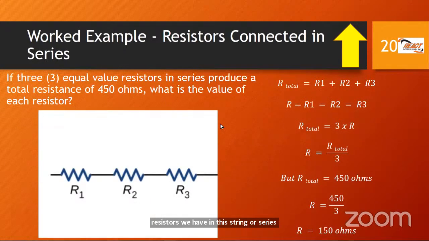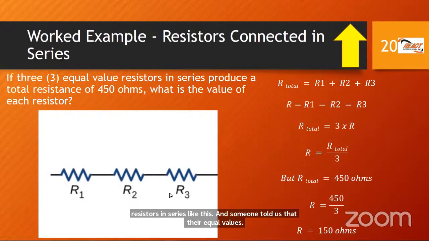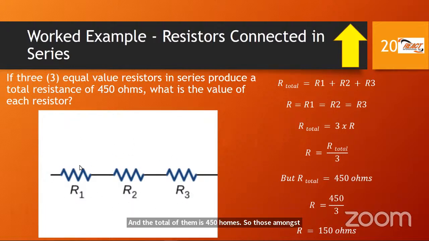We do a quick worked example. Question is, if we have three resistors in series like this, and someone told us that they're equal values, and the total of them is 450 ohms. So those amongst us that are quick to say, well, if it's 450 ohms total and they're all equal, then each one must be 150 ohms. Some people would have worked that out mentally because this is 150, this is 150, this is 150. When you add that up, 150 plus 150 is 300, 300 plus 150 is 450.